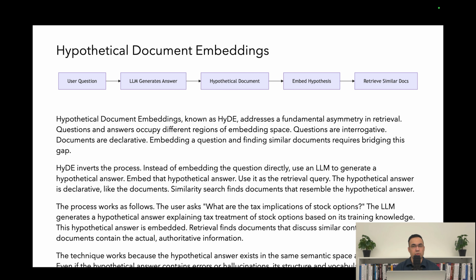However, limitations do exist. If the LLM generates a completely incorrect hypothetical answer, retrieval may find documents that match the wrong content. HyDE works best for factoid questions where the general shape of the answer is predictable. It's less effective for questions where the answer space is highly variable. HyDE can be combined with standard query embedding. Run retrieval using both the original query embedding and the HyDE embedding. You should then merge results. This provides robustness when one of the approaches fails.